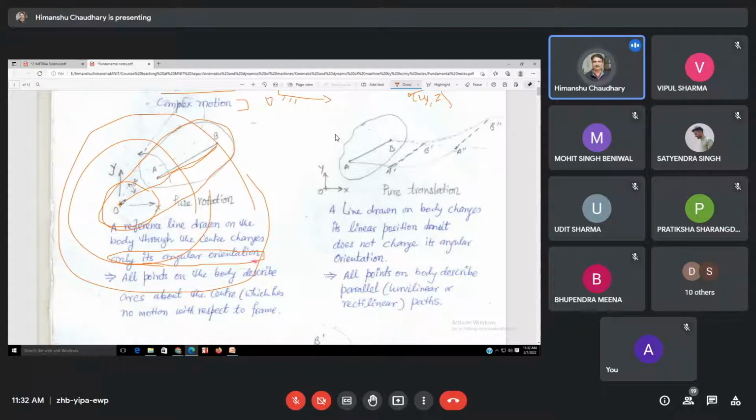And this is my reference point. So x, y, z coordinate is 0. So I can find a point on the rigid body just by knowing theta. That's why it is pure rotation.